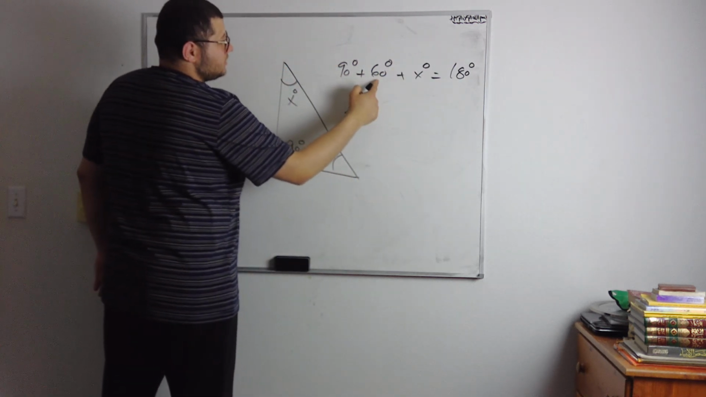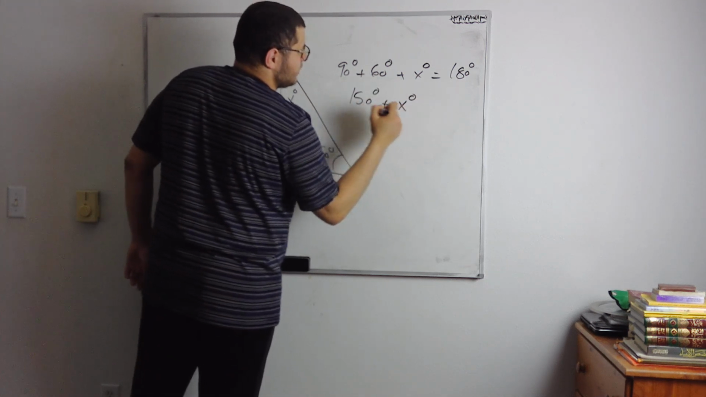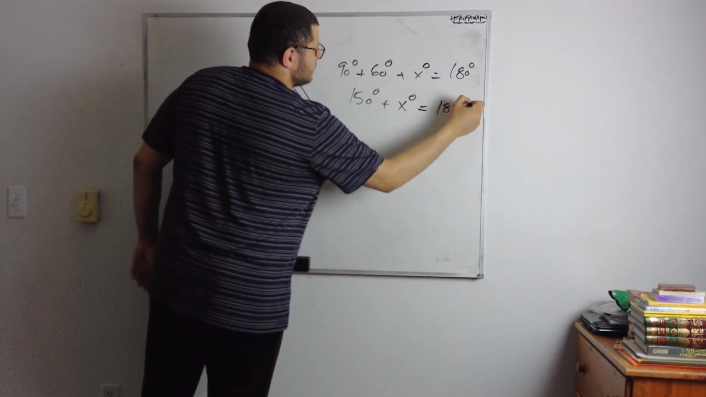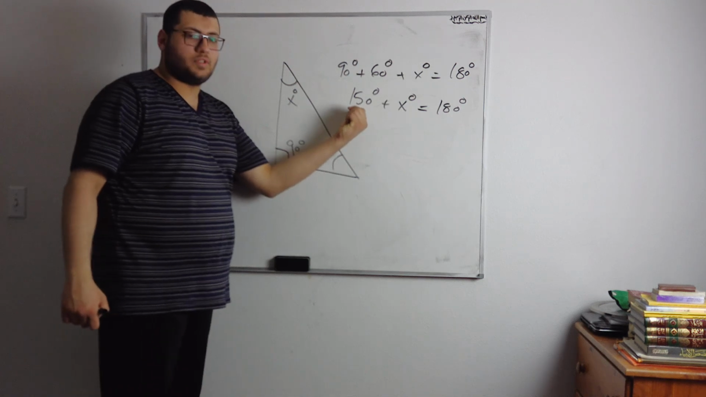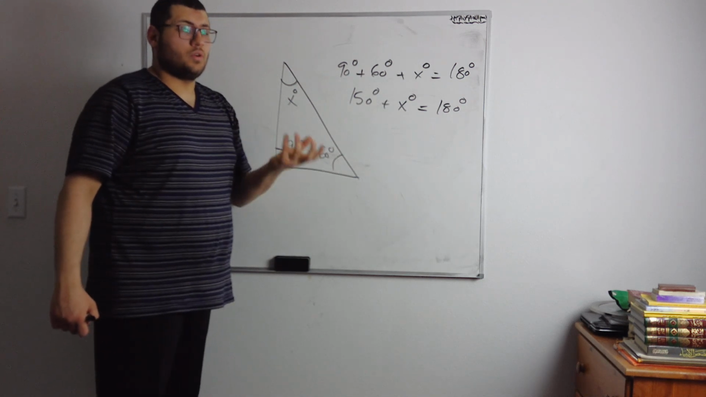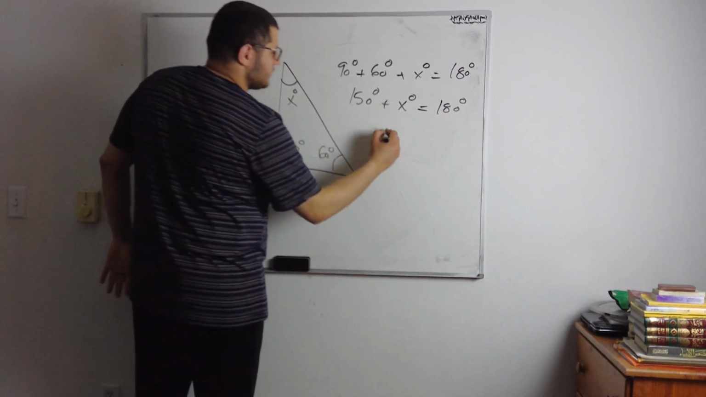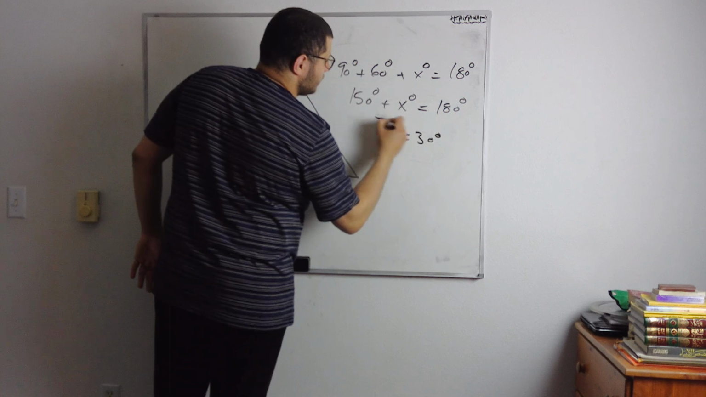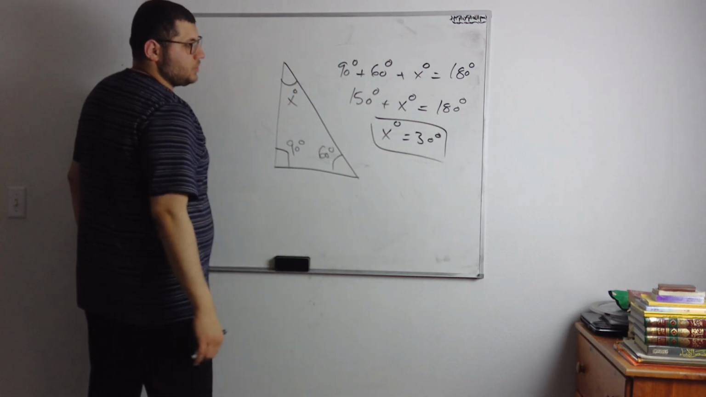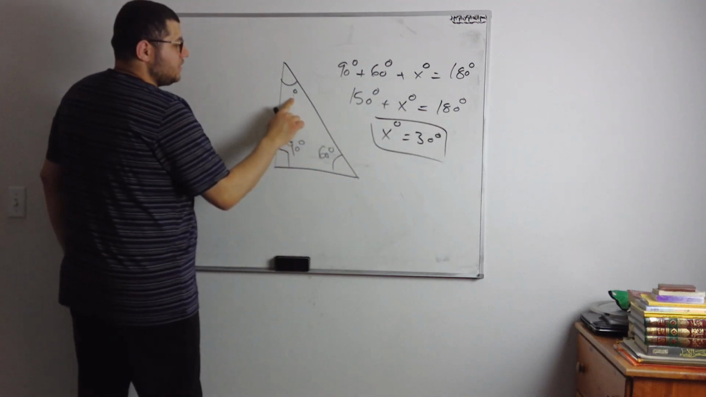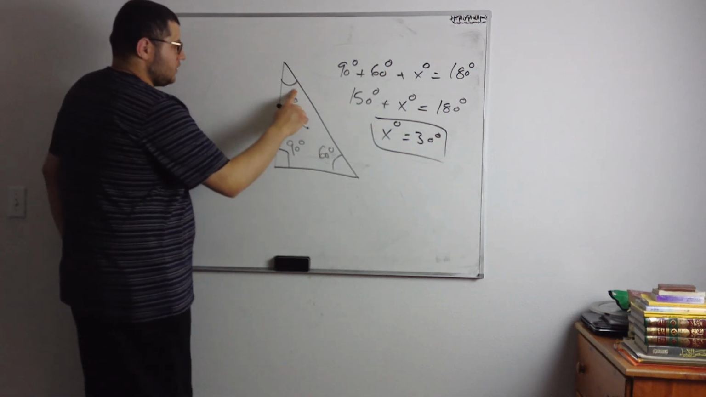90 plus 60 is 150. 150 degrees plus x degrees, the missing angle, must equal 180. So how many degrees do I have to add to 150 to get 180? I must add 30. So x equals 30, because 30 degrees plus 150 is going to be 180. So the missing angle here, x, is 30 degrees.